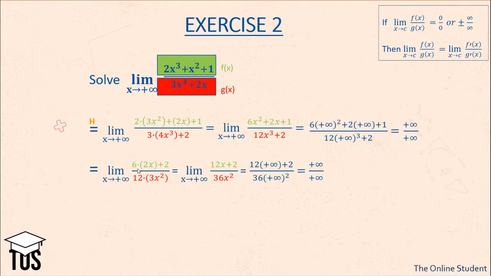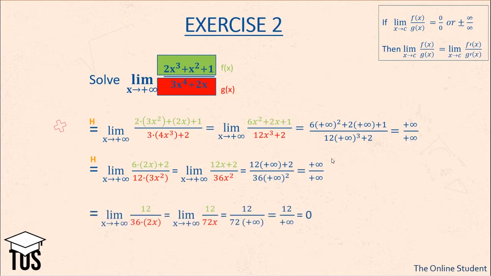We once again simplify this so we can get rid of these parentheses, which is 12x plus 2 divided by 36x squared. Now we can fill in infinity again, and we see that we still get a fraction of infinity divided by infinity. So we once again apply L'Hospital's rule. We take the derivative of the numerator, this gives us 12, and we divide it by the derivative of the denominator, which is 36 times 2x.